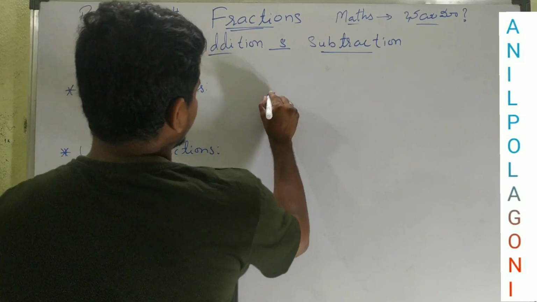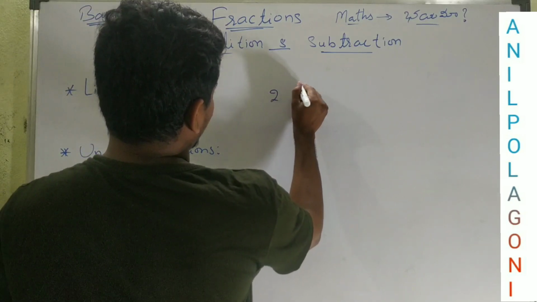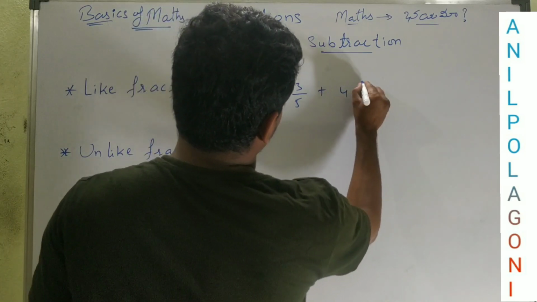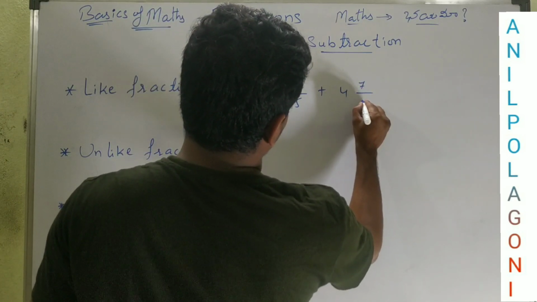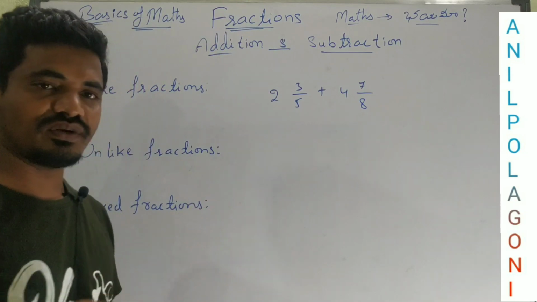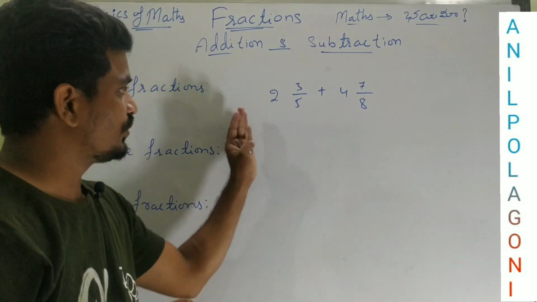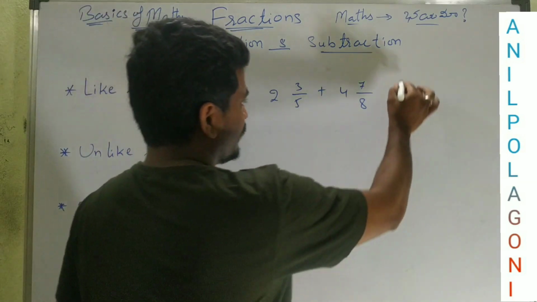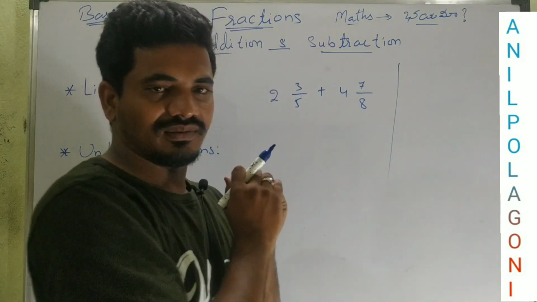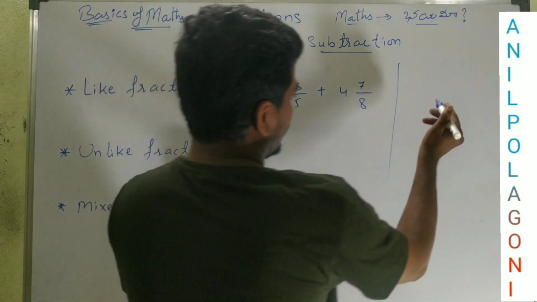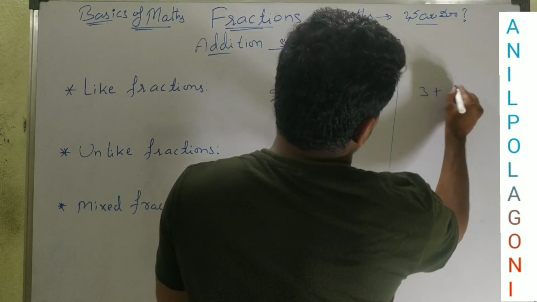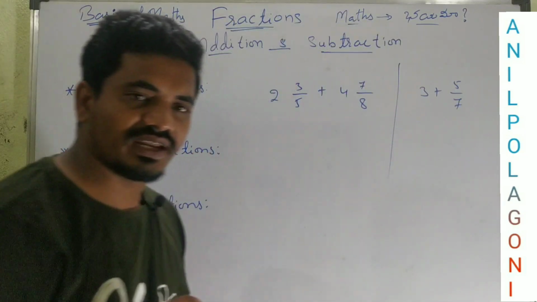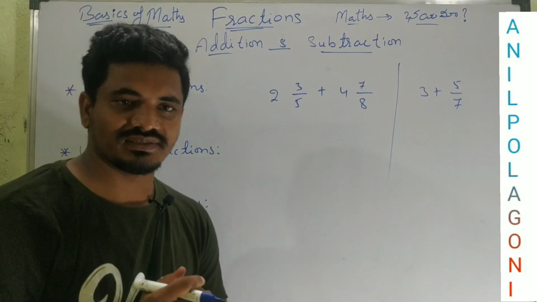So here I am taking a mixed fraction, 2 3 by 5 plus 4 7 by 8. Like two fractions I am taking here. To add these two fractions we have two methods. Before learning this mixed fraction we have to learn this: 3 plus 5 by 7. 3 plus 5 by 7 equals what?